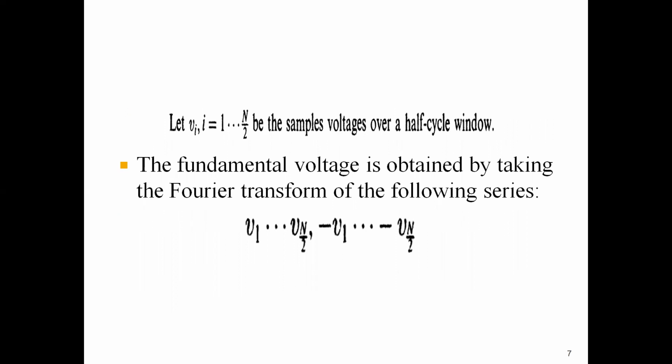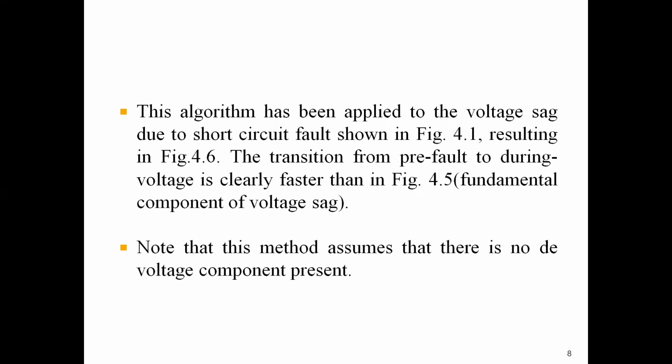let Vi, where i is equal to 1 to N by 2, because we are only taking the half cycle. If it had been a full cycle, then it would be 1 to N. Therefore, Vi, the fundamental voltage, is obtained by taking the Fourier transformation. So what is Vi here? Because it's sinusoidal, we can go for the Fourier series, and when you apply a Fourier series, we can apply it here.